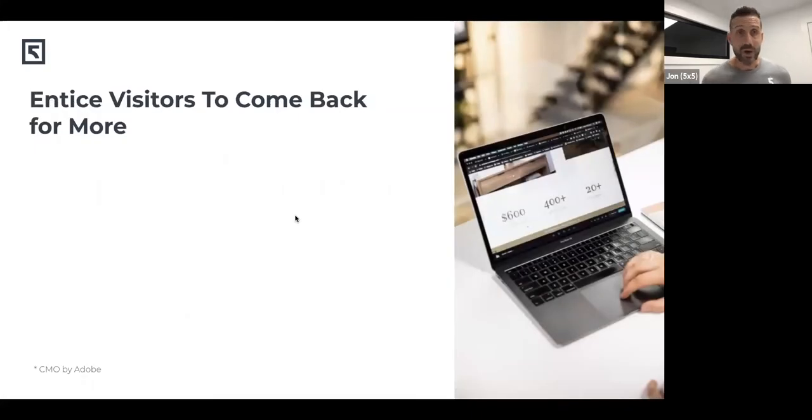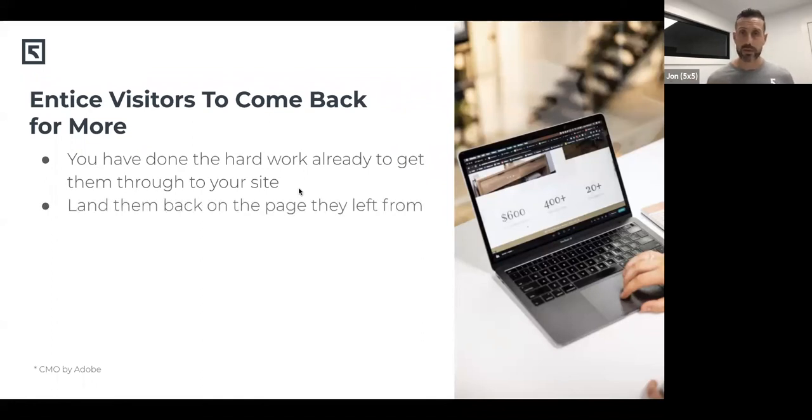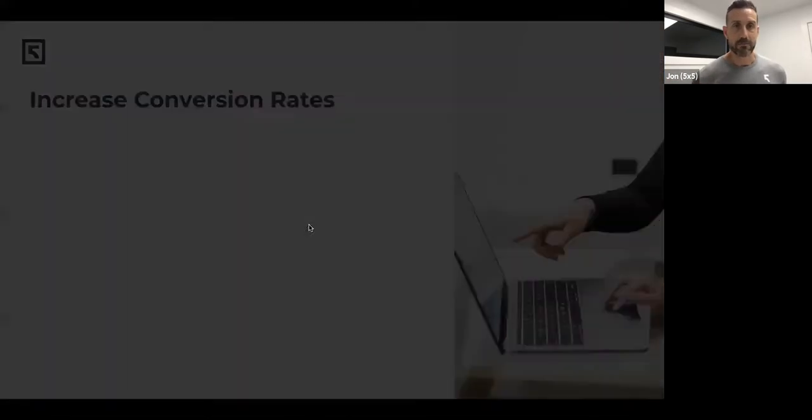What we're doing is we're enticing visitors to come back for more. So you've already done the hard work. You've already optimized your website. You've paid for the click. You've sent the email campaign. You've already done the hard work to get them to the website. And unfortunately, for whatever reason, it didn't convert. We now have another opportunity to land them back on the page that they've come from. We are turning a warm lead into, ideally, a closed deal.